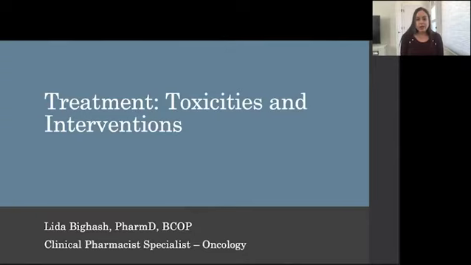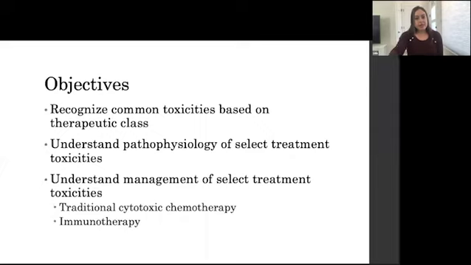Today, I'll be presenting on treatment toxicities and interventions. And obviously, this is a broad topic for oncology, and so I will narrow this down a little bit by focusing on a few select toxicities. I'd like you to be able to recognize those common toxicities based on therapeutic class, understand the pathophysiology behind those select treatment toxicities, and also their management. First, I will talk about traditional cytotoxic chemotherapy, and then I'll move on to immunotherapy in the second half of my presentation.